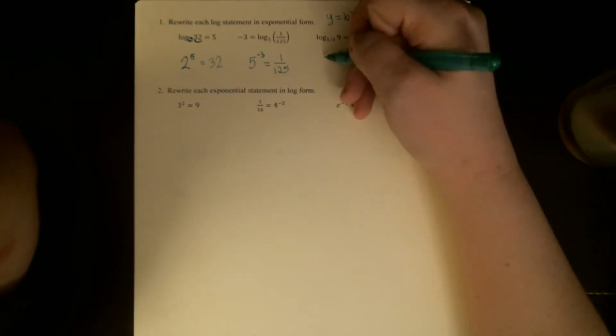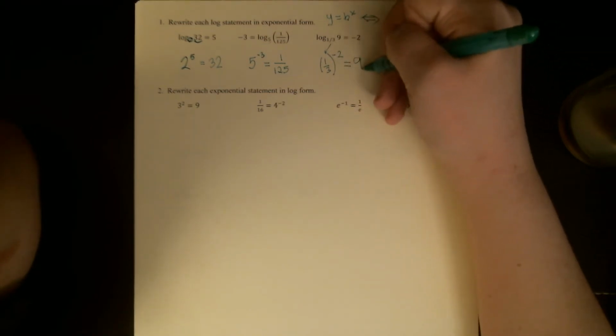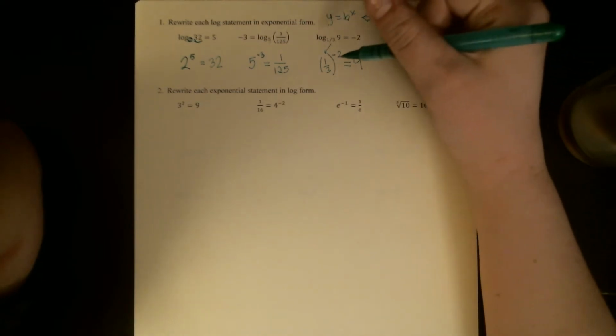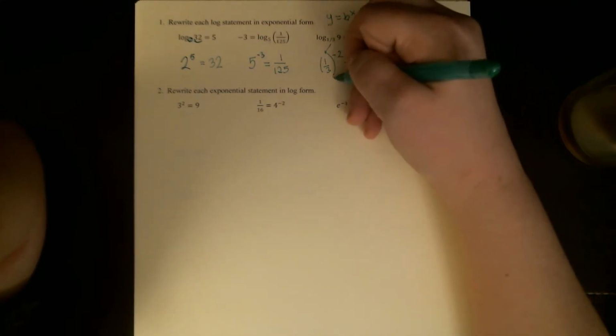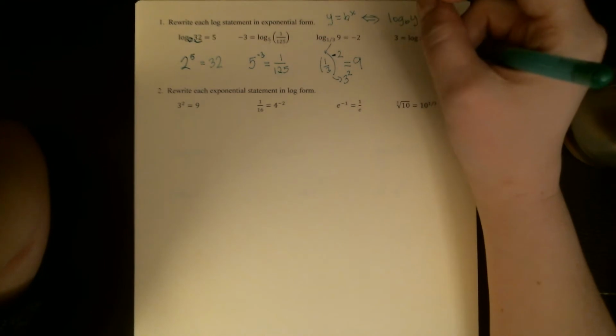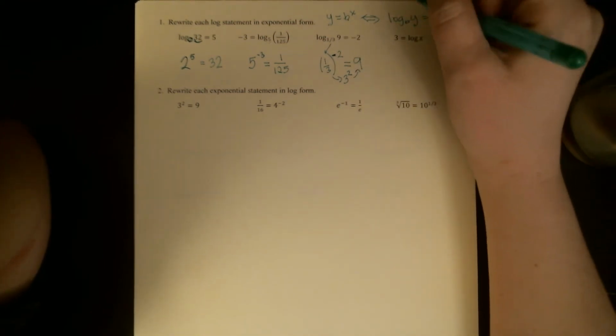Okay, the next one, the base of the log is 1/3, so that should also be the base of the exponential. The log is equal to -2, which means that's my power. And I'm taking the log of 9, which means that should be the result of raising 1/3 to the -2 power. Again, negative exponents give you reciprocals, so 1/3 to the -2 power is the same thing as 3 to the +2 power. So if you want to eliminate the negative sign in an exponent, you flip over the thing that's raised to that power. And 3 squared is in fact 9, so I do believe this is true.